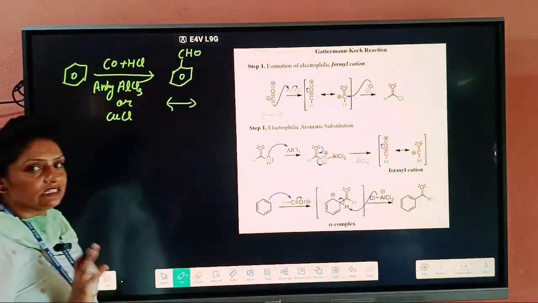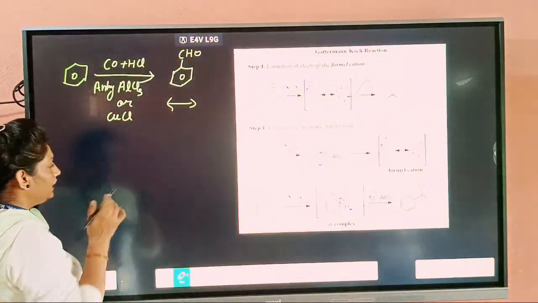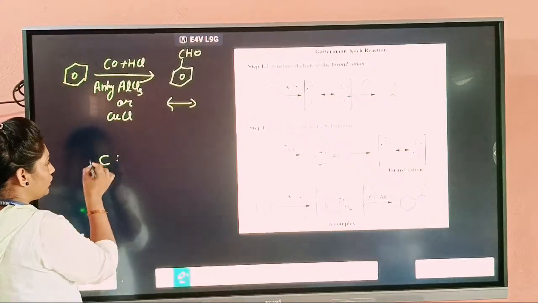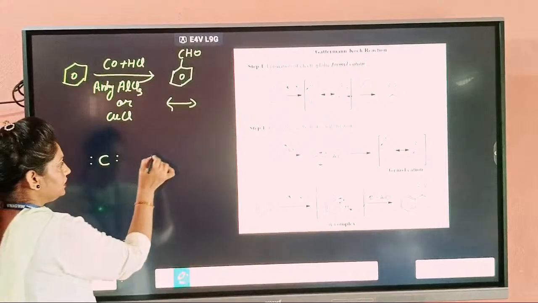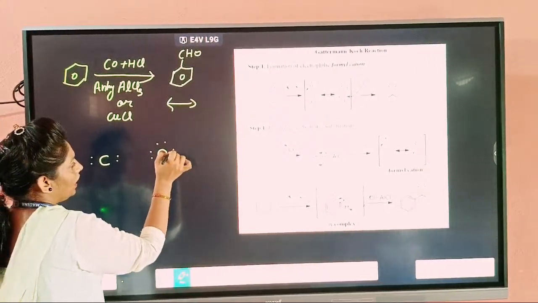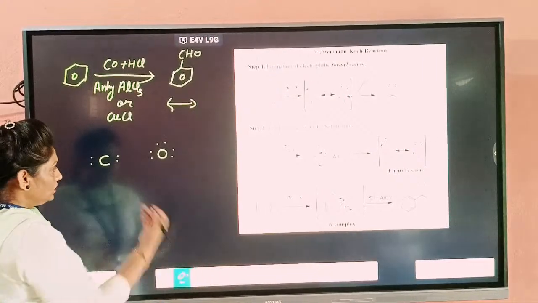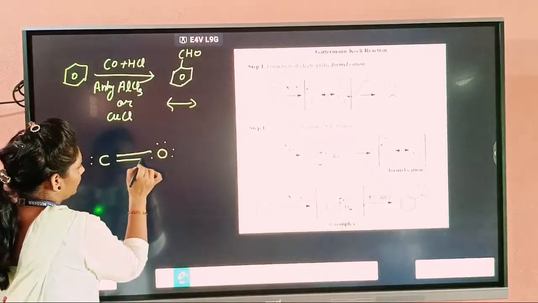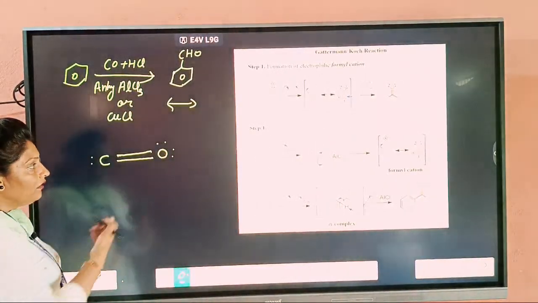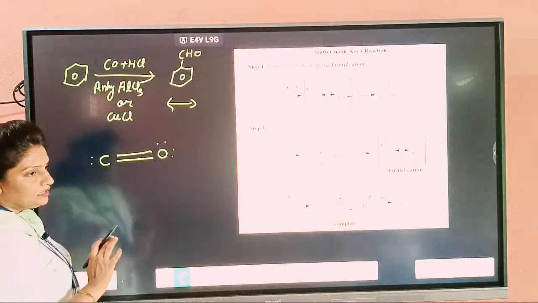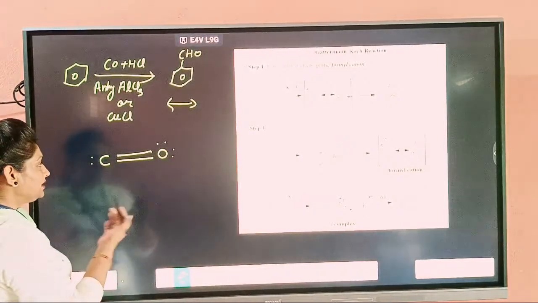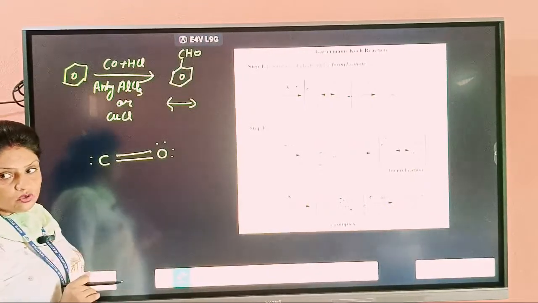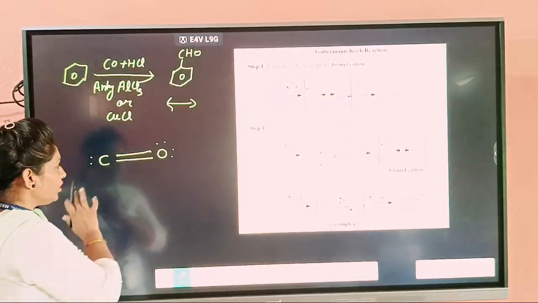You know very well what the structure of carbon monoxide is. Carbon has 4 electrons in its outermost shell, and oxygen has 6 electrons in its outermost shell. So oxygen can share 2 electrons and form 2 bonds. But students, see here 2, 4, 6 and 8, means oxygen is stable here. But carbon has 2, 4 and 6, only 6 electrons in its outermost shell, so it is still not stable.